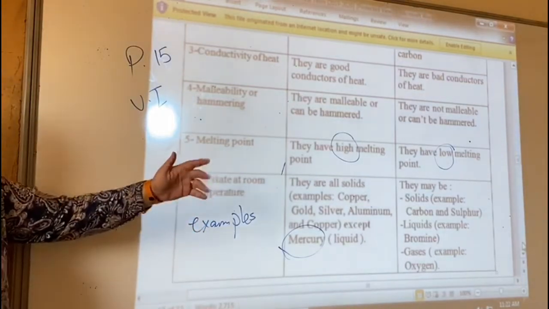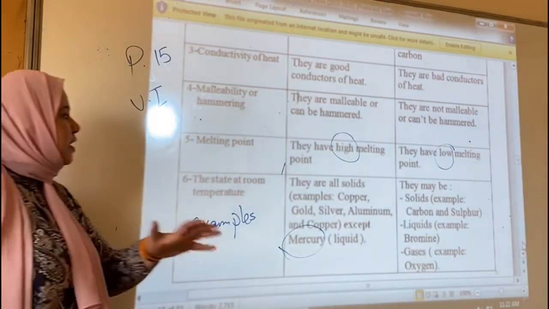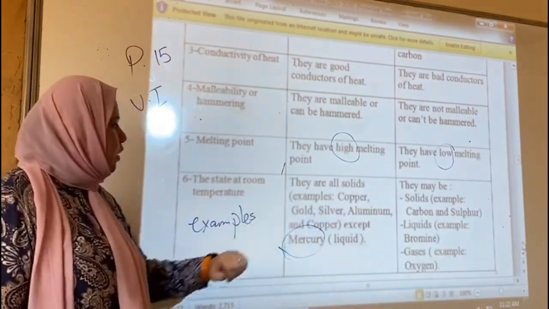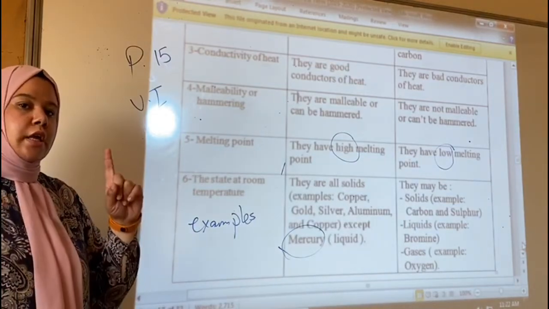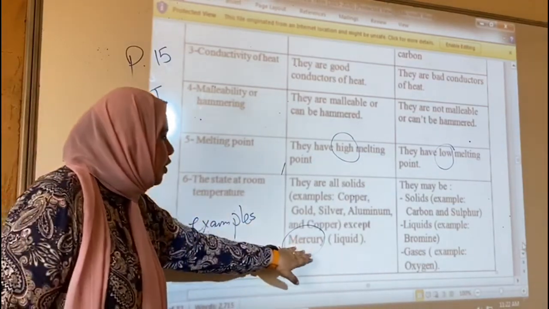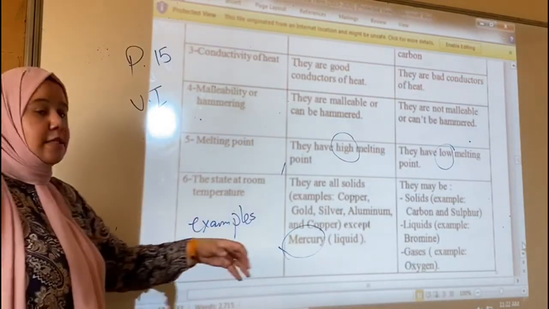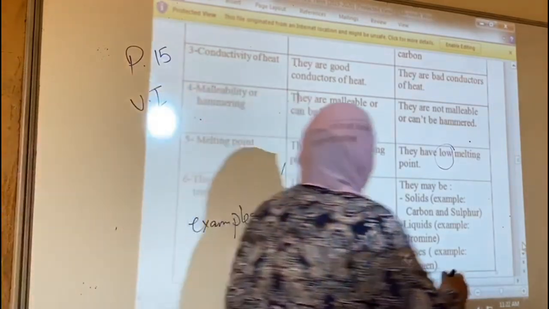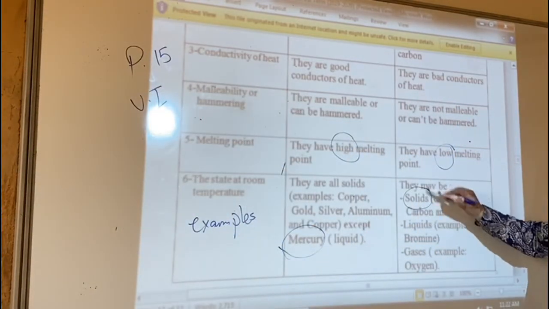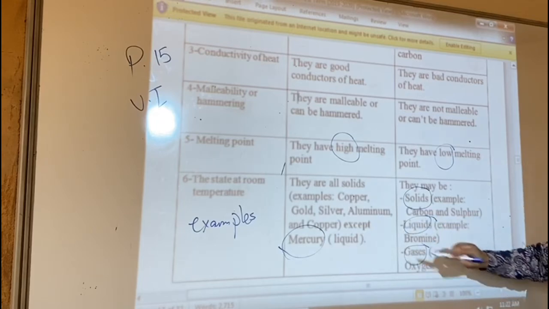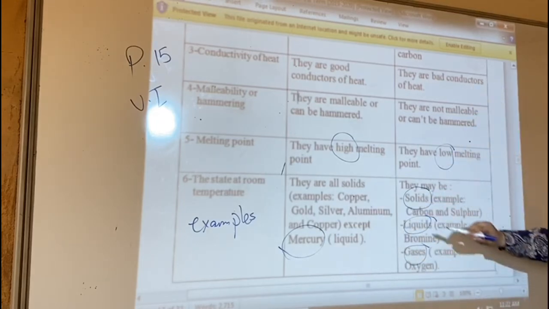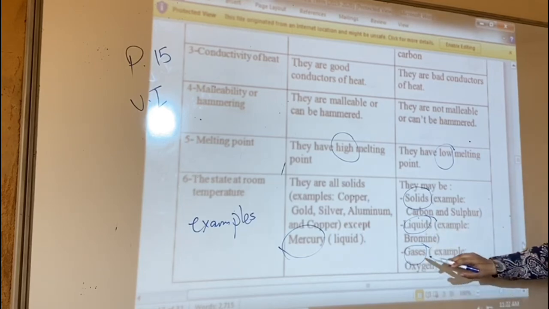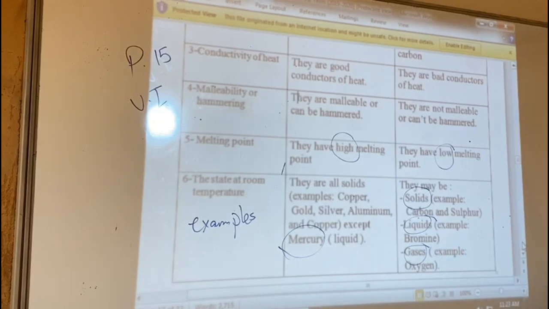Some examples for metals and non-metals. All of the metals are solids, like copper, gold, silver, aluminum, except the only liquid metal, which is mercury. But among the non-metals, we will find solids, liquids, and gases. Solid non-metals like carbon and sulfur. Liquids like bromine, and all of the gases, oxygen, nitrogen, and so on.